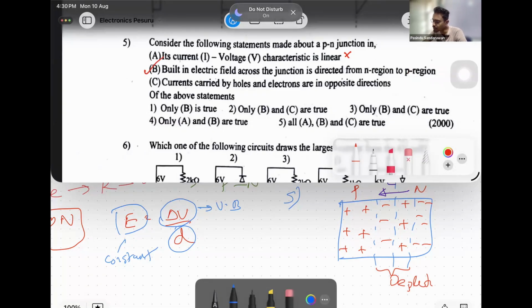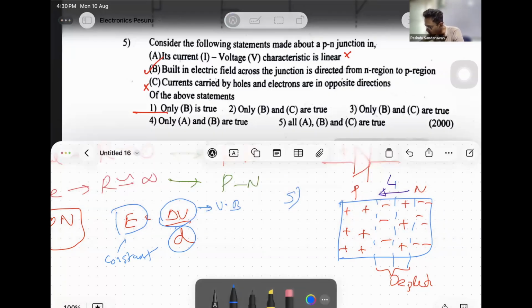See, current carried by holes and electrons are in opposite directions? No, they are in the same directions, because the direction of current is towards the direction of holes and opposite to the direction of electrons. Both are same. Then "opposite" is wrong. Then only B is correct here. Only B is correct.